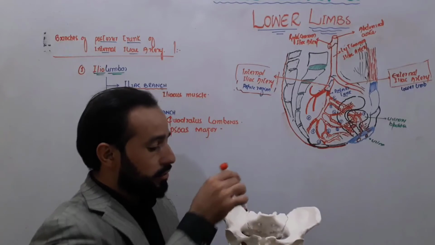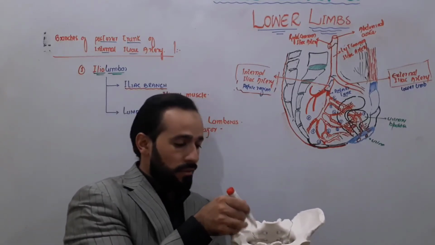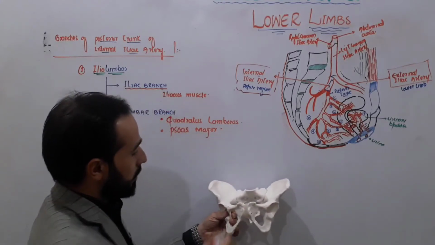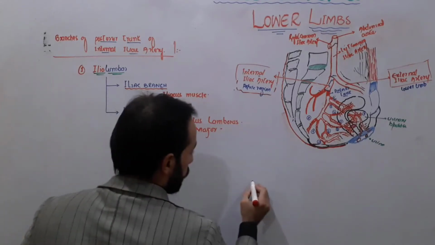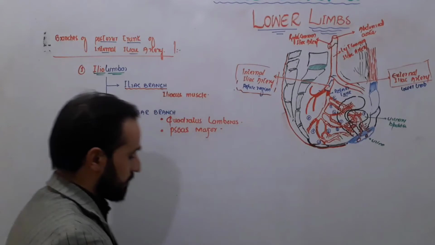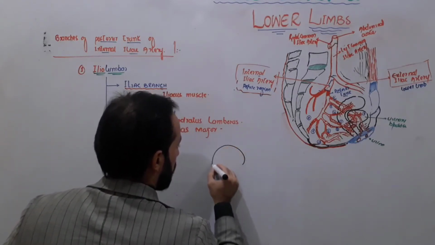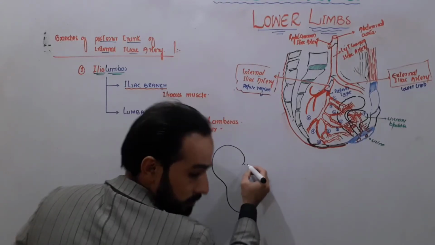And from the posterior trunk here, there is an artery which bifurcates, which separates. If I keep it here, right, and I draw this iliolumbar artery, so this iliolumbar artery will be like this. Look carefully, friends.